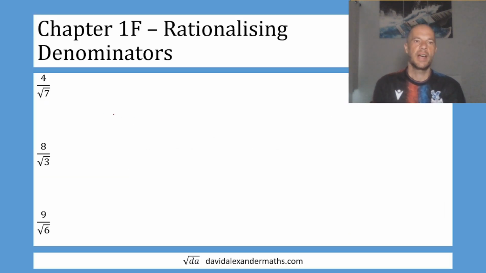Okay, so we don't like it in maths when we've got a surd on the bottom, so that's why we rationalise denominators. So on the bottom we've got root 7, so what we need to do is multiply the top and the bottom by the square root of 7. Okay, so on the top, 4 times root 7, that's just 4 root 7, and on the bottom, root 7 times root 7 is 7. So 4 over root 7 becomes 4 root 7 over 7.